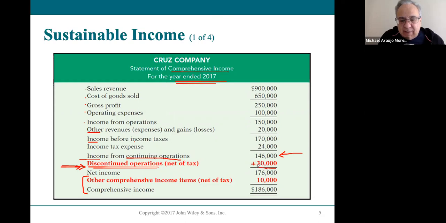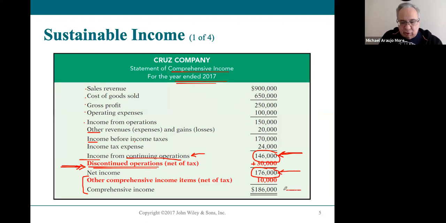as 176,000, right? Which is 30,000 higher than the profit from the businesses that are going to be continuing. Okay. Continuing operations are the business they're going to continue doing. And so here the company looks more profitable than it really is. But it's not sustainable. This is sustainable. This is not. This is a one-time thing that's going to happen.